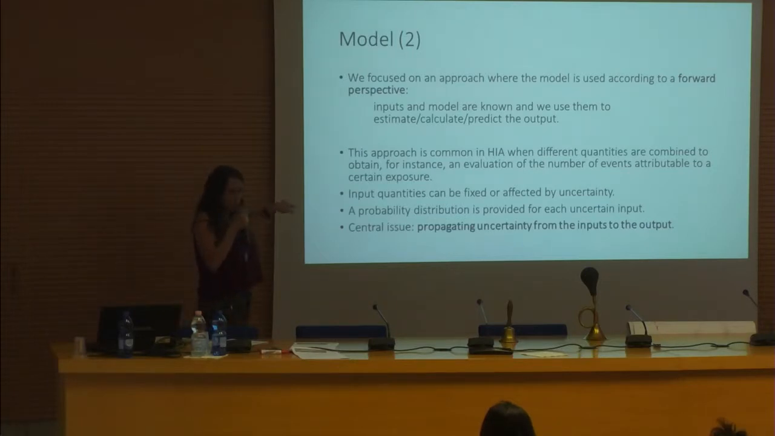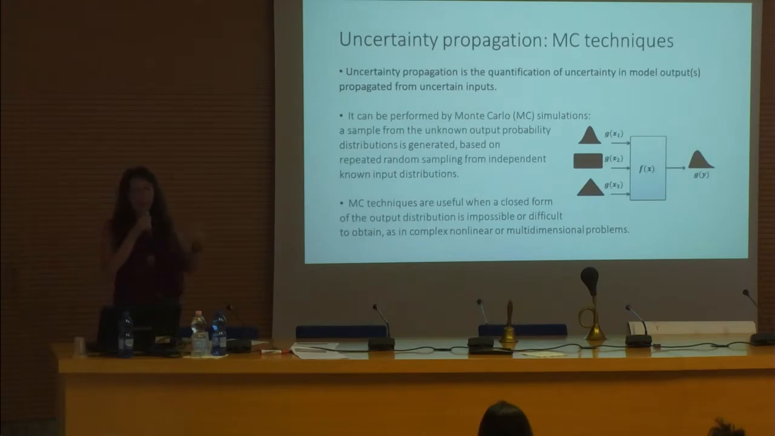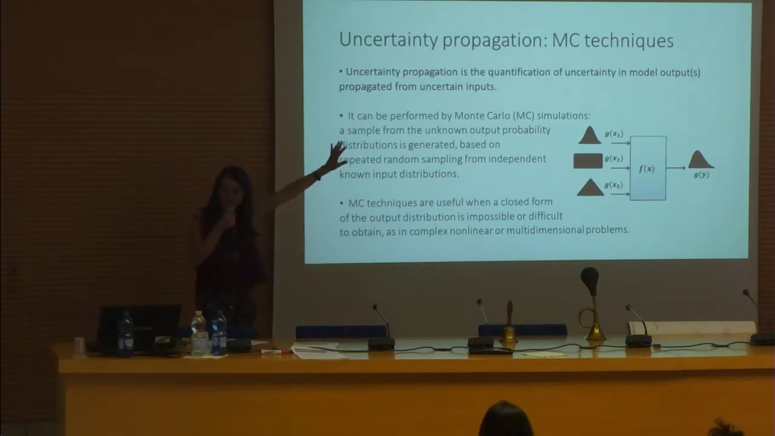The inputs of the model can be fixed quantities or can be affected by uncertainty. If the inputs are affected by uncertainty, I will define on these inputs a probability distribution. Here, the central issue is propagating the uncertainty from the input to the output quantities. There are several proposals in the literature to propagate uncertainty. I will use a Monte Carlo approach.